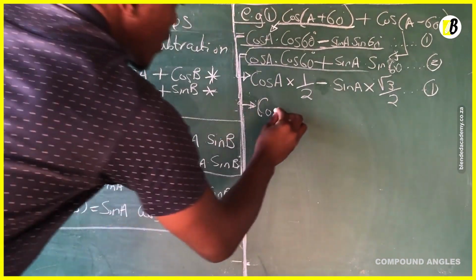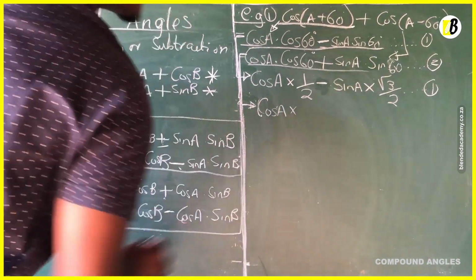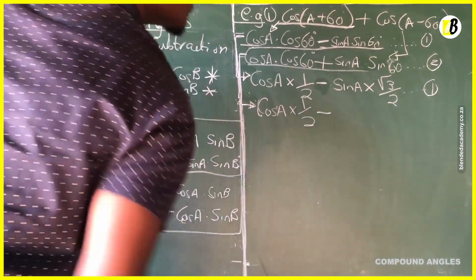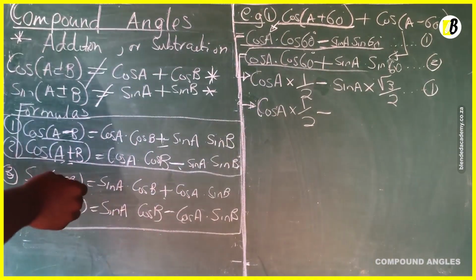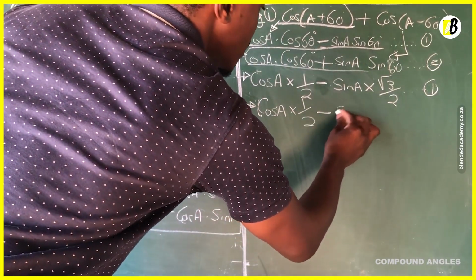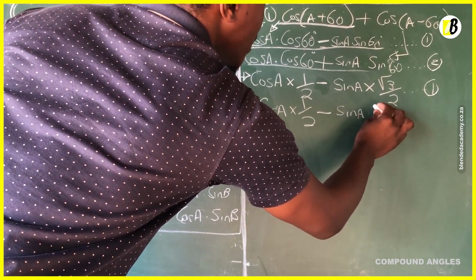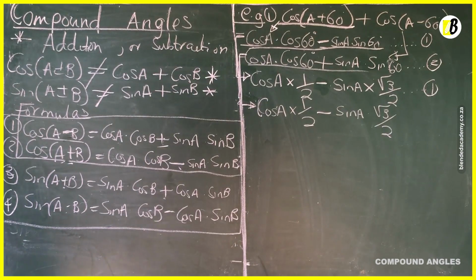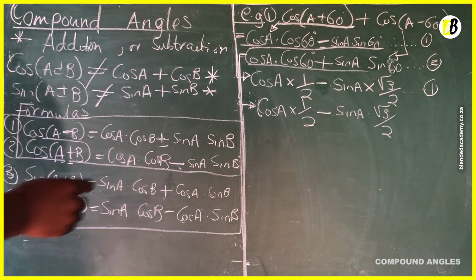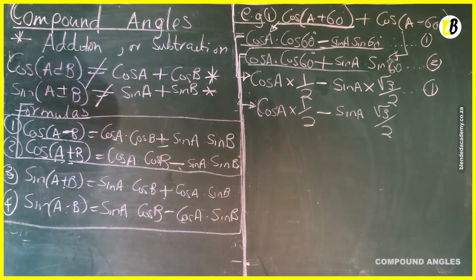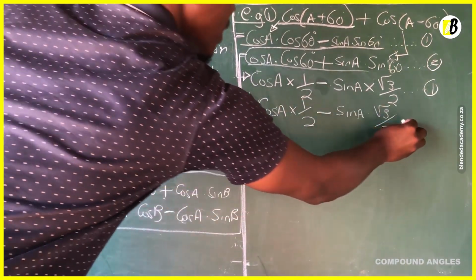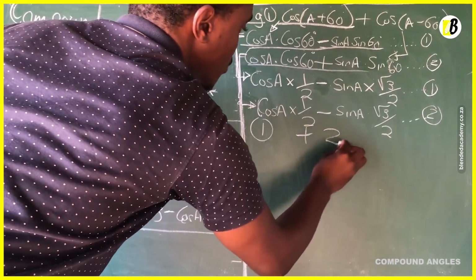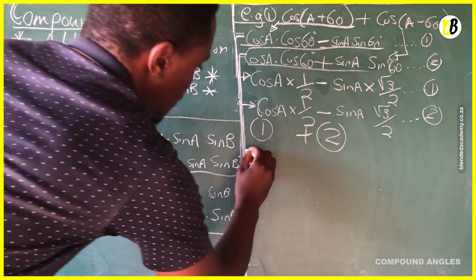Let's simplify it. Cos A multiplied by cos of 60, that's equal to a half, minus, you know that sine 60 is equal to, so it's going to be sine A multiplied by square root of 3 over 2. So now in this case, we're going to have to simplify this expression further. We're going to do it by adding expression 1 and expression 2. That's how we're going to simplify this particular problem.